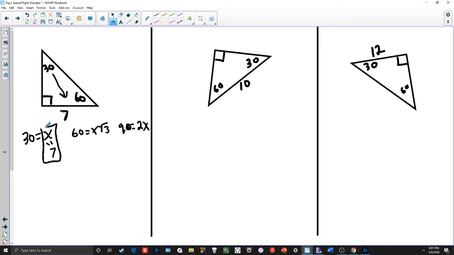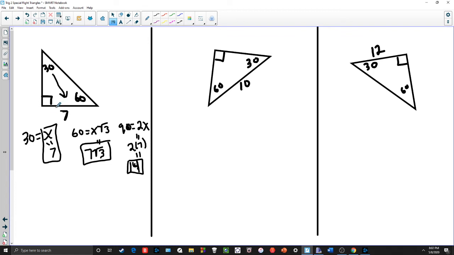So I know that x is 7, so that's one side down. Well, that means that 60 is x times root 3, and if I know that x is 7, this is just going to be 7 root 3. And that'd be my next side. And 90 is twice x. Again, if I know that x is 7, that means this is going to be twice 7, or 14. And that'd be my hypotenuse, my last side. And that'd be my answer.